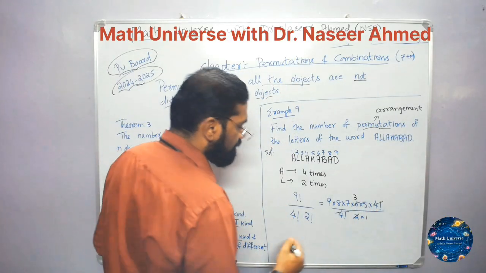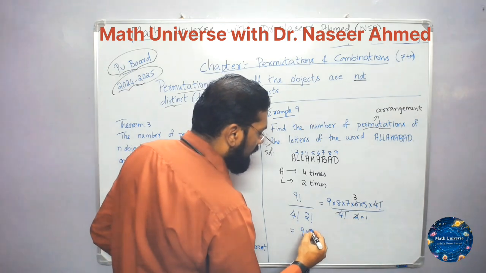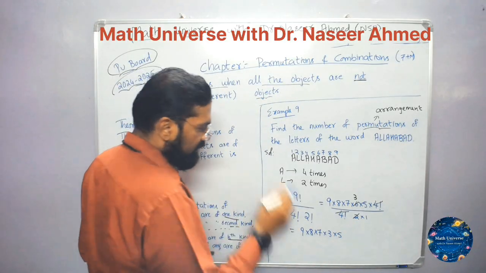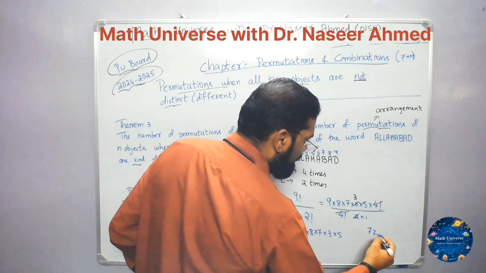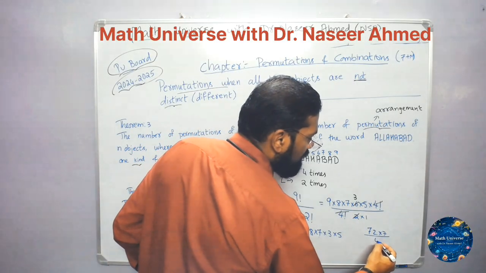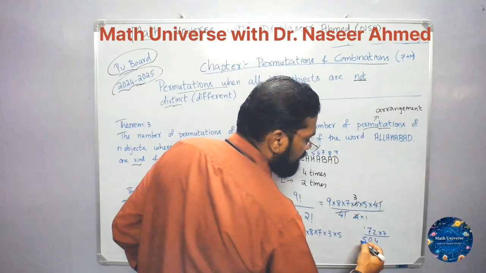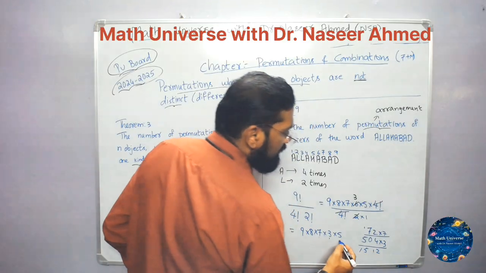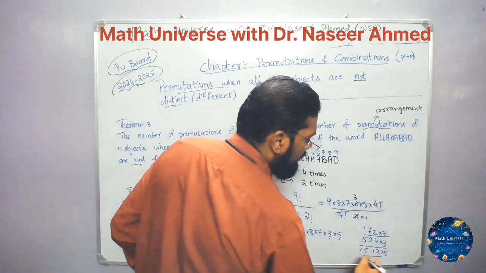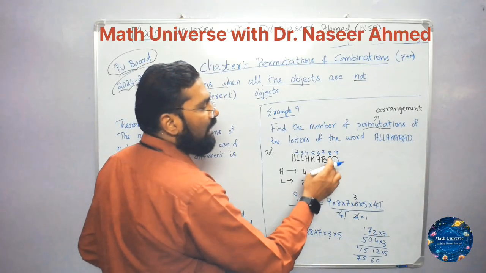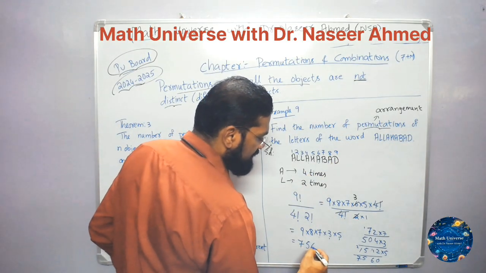Simplify this also: 2 ones are 2, 3 twos are 6. So remaining, let us write down 9 into 8 into 7 into 3 into 5. Now we have to calculate: 8 nines are 72, correct? Then into 7: 7 twos are 14, 7 sevens are 49, 50. Then into 3: 3 fours are 12, 3 fives are 15. Then into 5: 5 twos are 10, borrow 1, 5 ones are 5, 6, 5 fives are 25, borrow 2, 5 ones are 5, 6, 7. So the number of ways of arranging the word Allahabad will be 7560 ways.